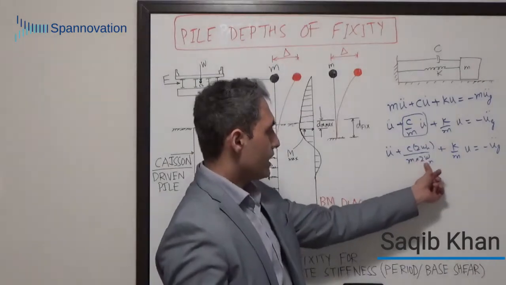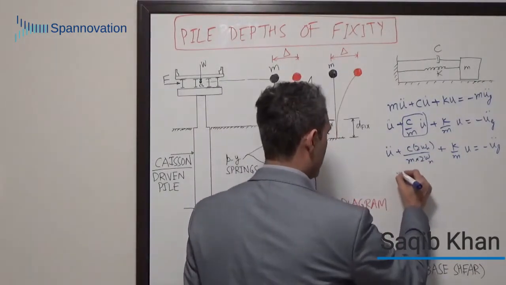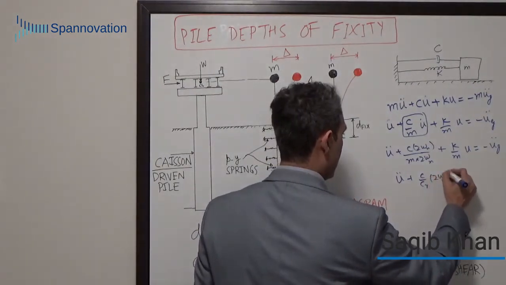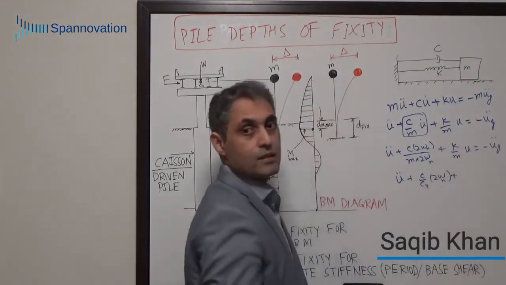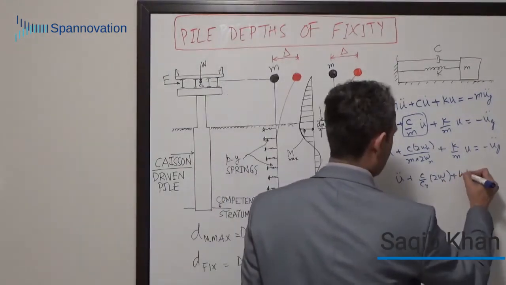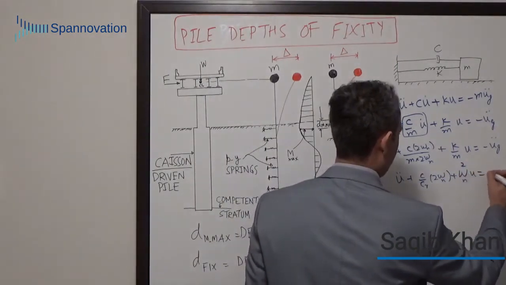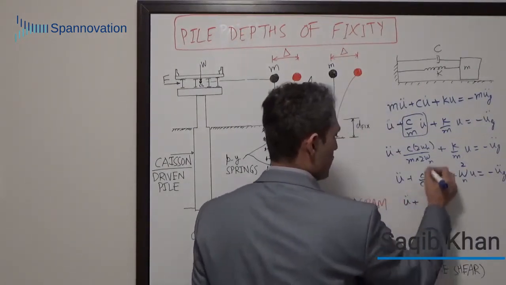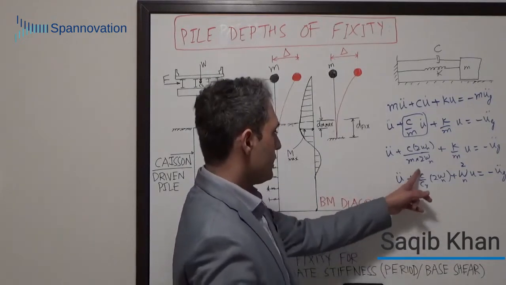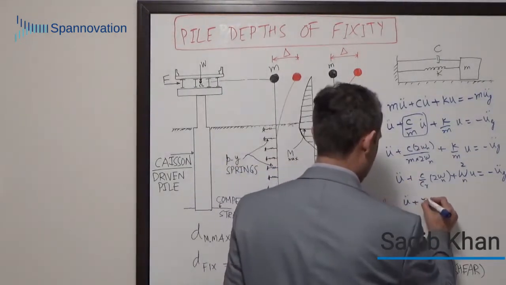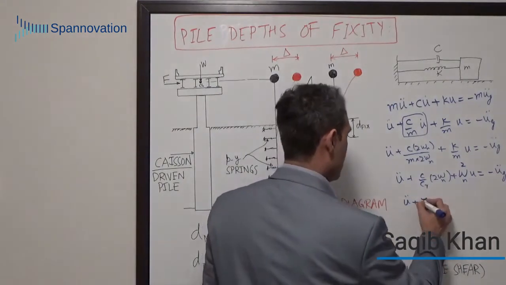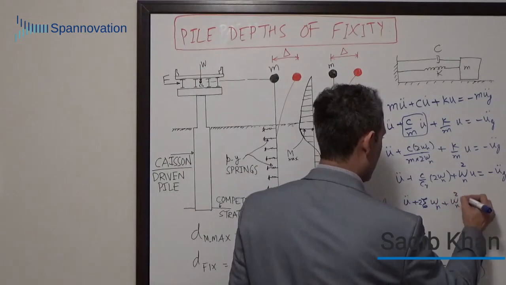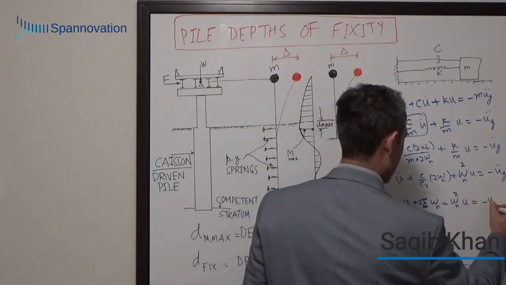This term 2m omega n is the critical damping. So we get c over c critical times 2 omega n. And plus k over m is the square of the natural frequency of the system. This ratio of the damping to the critical damping is the damping ratio denoted by zeta. So we're left with 2 zeta omega n plus omega n squared u equals minus u_g.